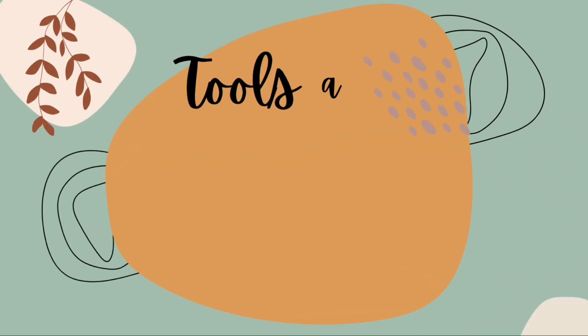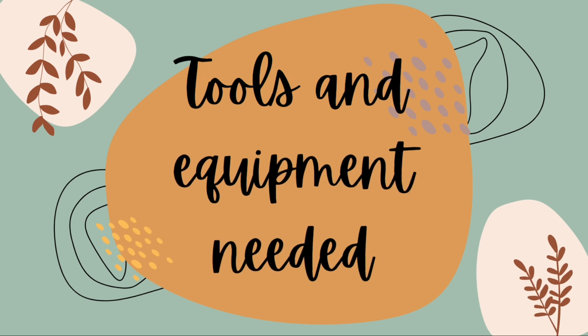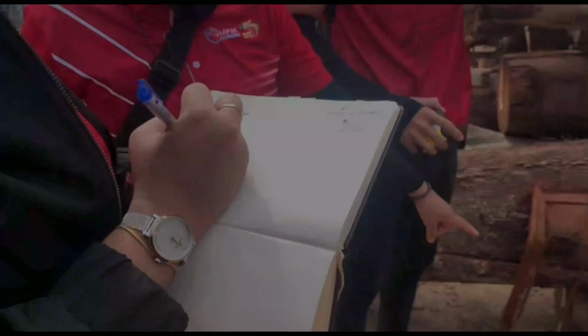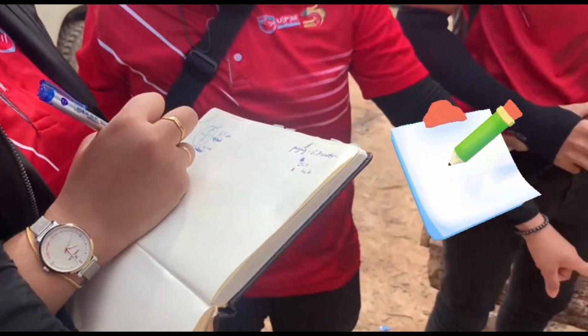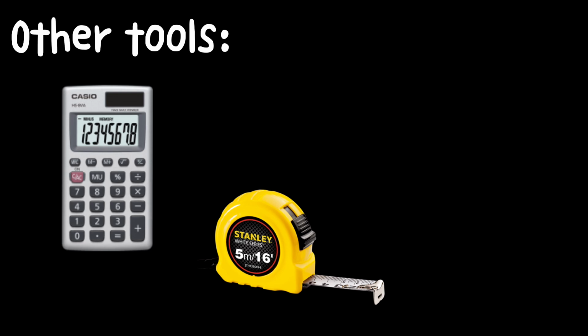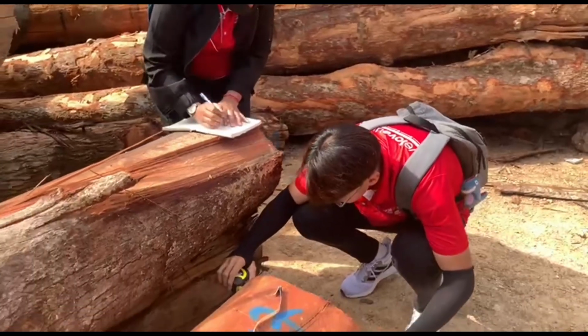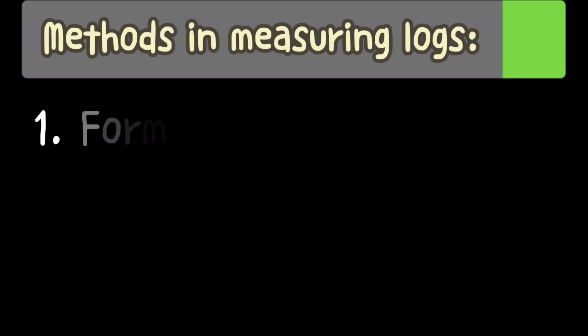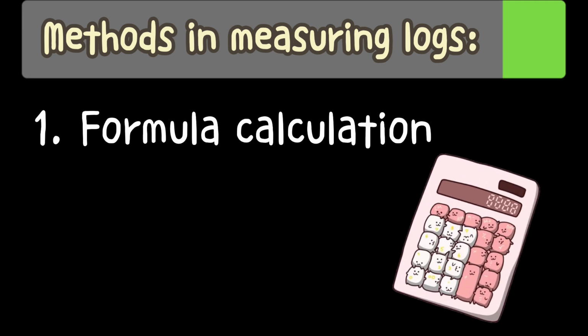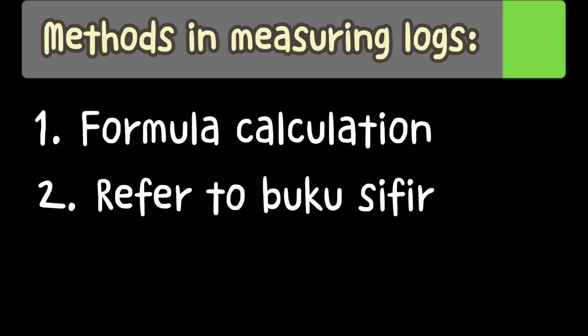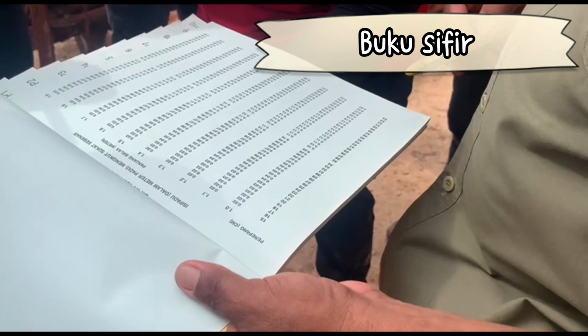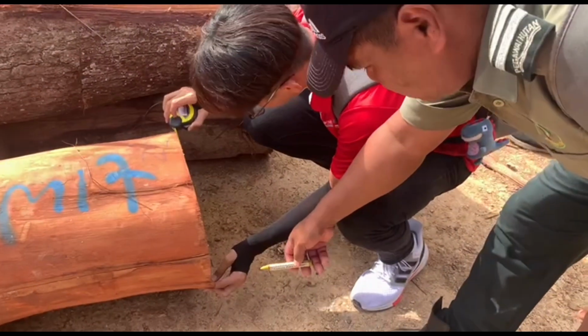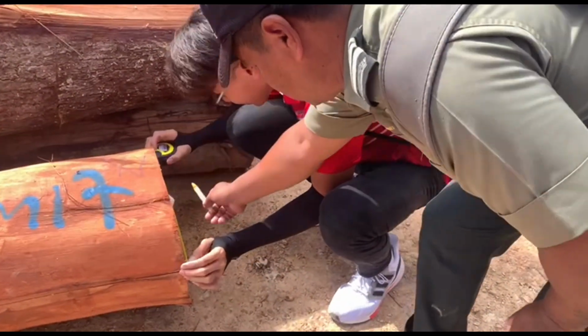Now we are going to look into the tools and equipment needed during the log volume measurement process. Firstly, we will need a pencil or pen and paper to jot down. Other tools such as a calculator, measuring tape to measure the diameter and length of logs, and chalk are also needed. These tools are important as we will have two methods in measuring the volume of logs. The first method is to do the calculation by formula, where the calculator will be used, and another method is by referring to a book. We call it buku sife. The chalk is used when we determine the average diameter of the logs.